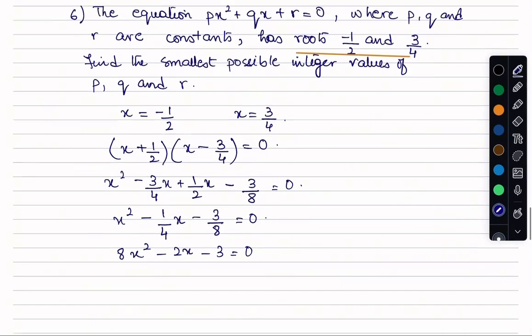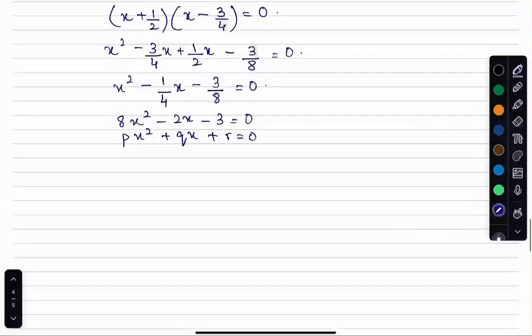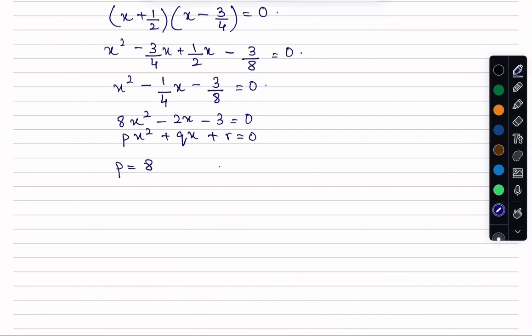So if I compare it with the given equation, which was px squared plus qx plus r equals 0, comparing the coefficients of x squared, I can say that p should be equal to 8. Comparing the coefficients of x, I should say that q equals negative 2, and comparing the constants, I can say that r equals negative 3. So these are the values of the integers p, q and r.